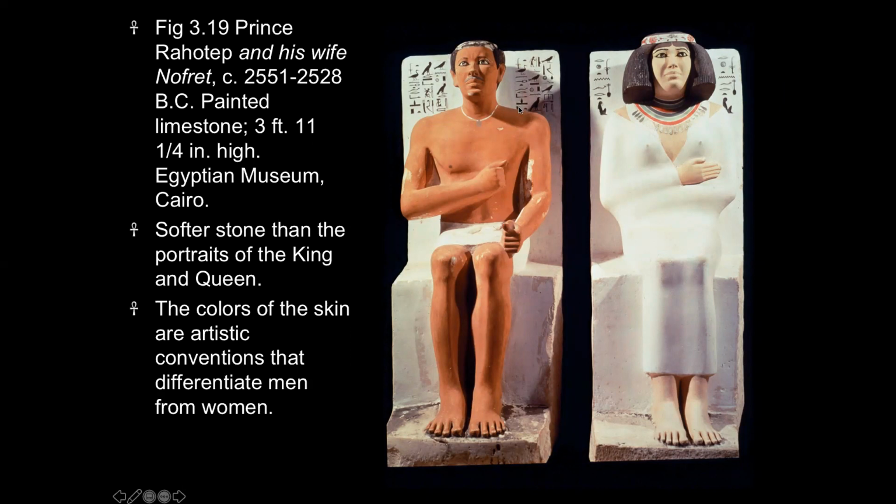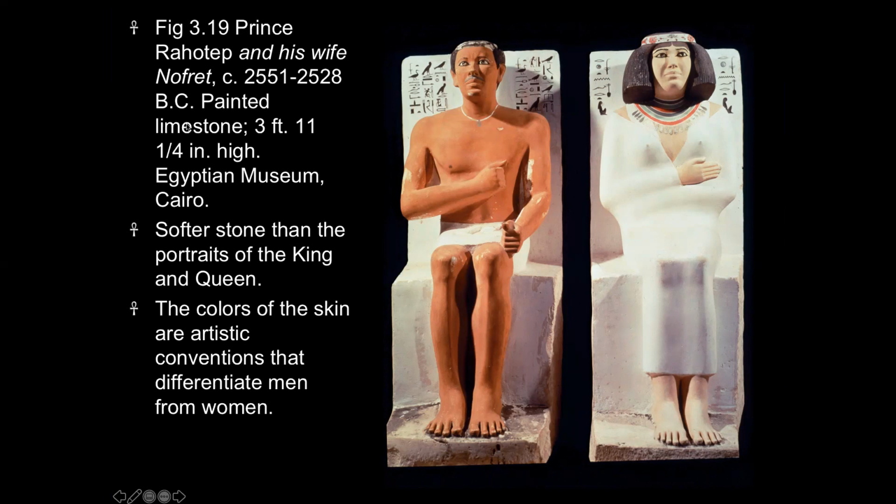So men were portrayed in this red-brown color, and women were portrayed in this very light yellowish color. This doesn't mean that men were outdoors getting suntans or that men had darker skin than women. Both of these people would have a skin tone that's probably darker than the person here. These are simply conventions to represent gender for elite people.